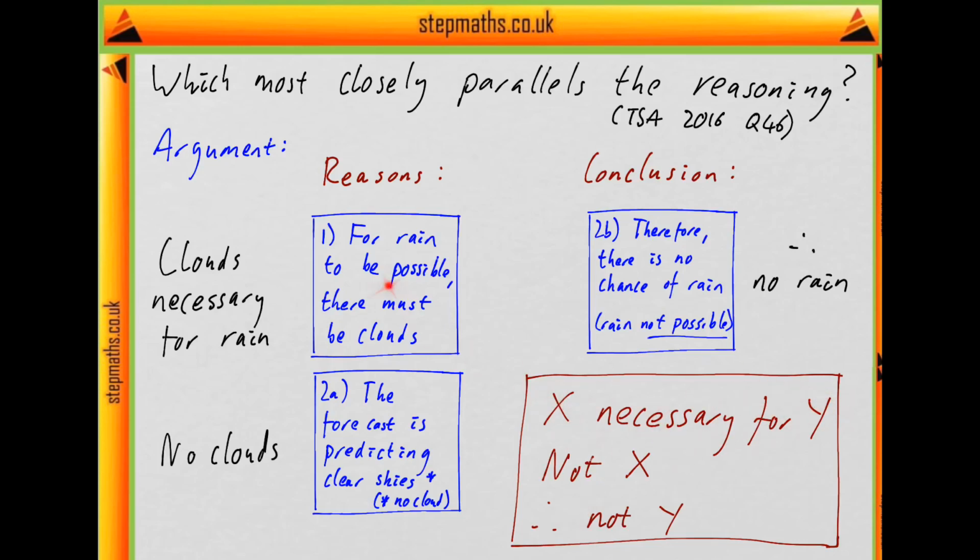So you might see this in the form, for this to be possible there must be something else, or this can only happen if this already happened, something of that form. So words like must and only are often included as a necessary condition. We want X to be necessary for Y, then we want a negative, there are no clouds, and then we conclude, since not X, we also have not Y. Okay, so now let's look at our options and see which of the options has this form.